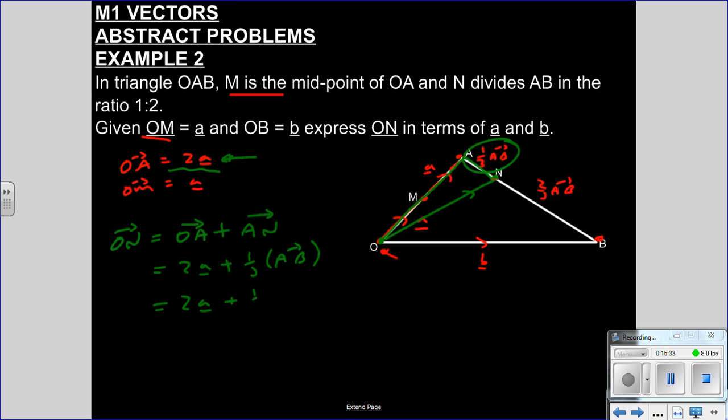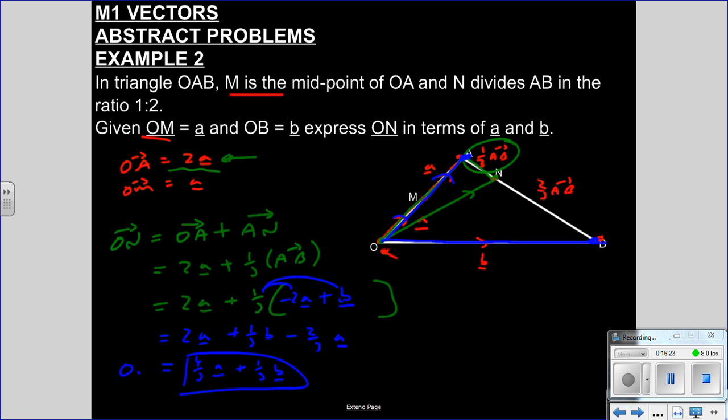But what's A to B? How do I get from A to B? Again, let's get this thing going. A to B, and this rule is going to hold all the time. Using the vectors I know, I need to go down here, but A is going this way, so this must be minus 2A. I'm going in the opposite direction to the arrows. And then I go to B, so plus B. So 2A plus a third of that bracket, if I multiply it out, a third B minus 2/3 A. So I'm left with 4/3 A plus a third B. And that's O to N.